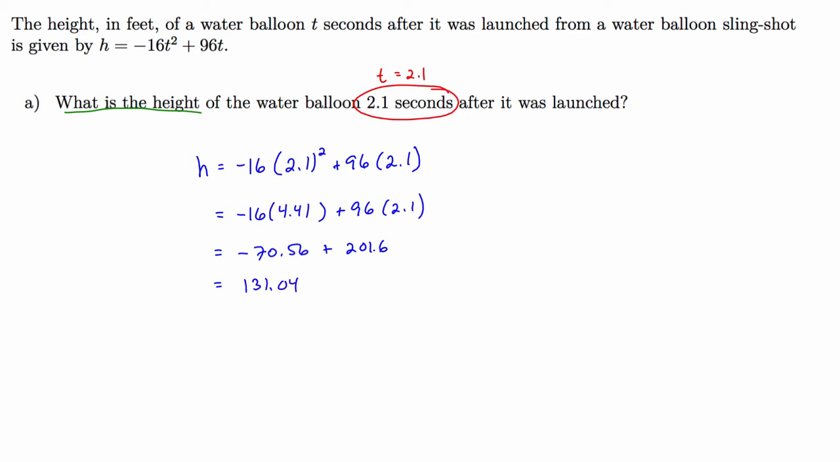131.04. Again, we want to recognize that the t values, the time values, are measured in seconds, while the height is measured in feet. So the value here that we have found is a height value, so it should be measured in feet. To answer the question, what is the height of the water balloon 2.1 seconds after it was launched? Our answer will be: 2.1 seconds after it was launched, the height of the water balloon is 131.04 feet.